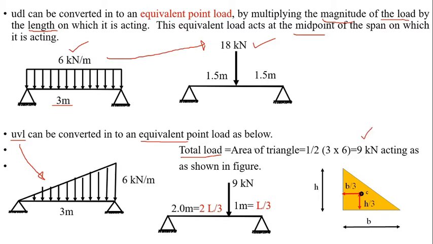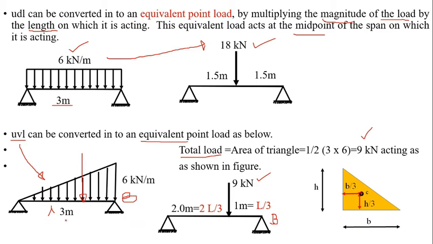Where this load is acting? Actually, this load is acting at the centroid of triangle, but since we have not discussed this term centroid, I will explain it in a different way. So, 9 kilonewton is the equivalent point load, and it acts at a distance of L by 3 from B. What is L? L is the length of the beam, 3 meters. So, it acts at a distance of L by 3, means 3 by 3, 1 meter from support B. So, somewhere here the load is acting, and it is shown in this figure separately. 9 kilonewton is the magnitude acting at L by 3 from support B.